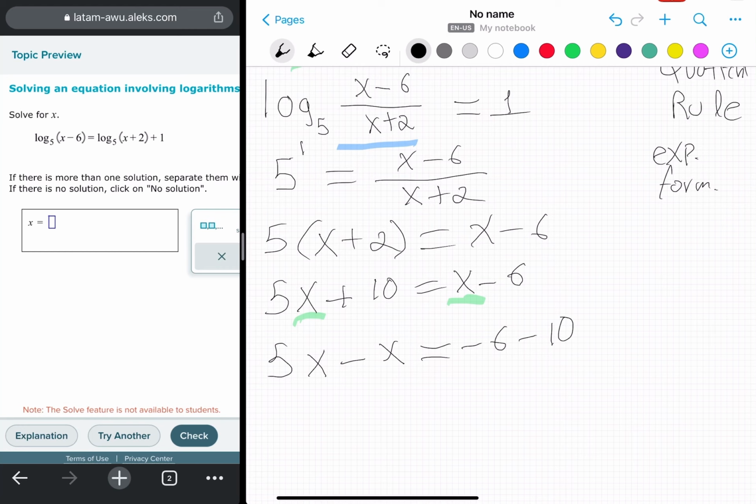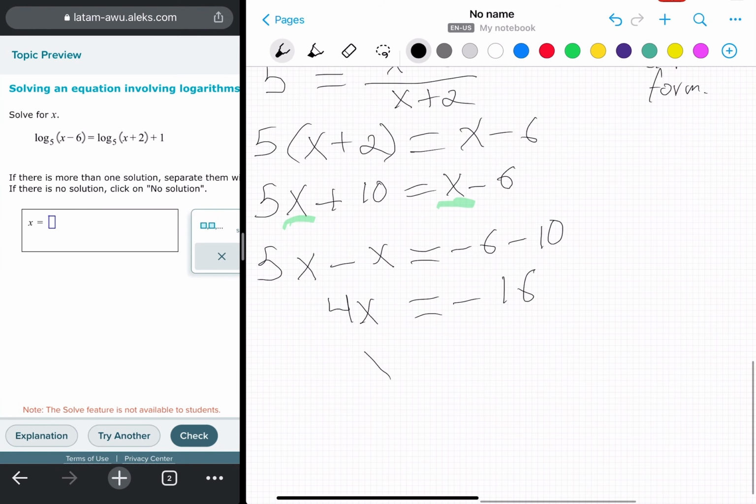Okay, I will simplify. 5x minus x, that is 4x. And minus 6 minus 10 is minus 16. And I'm almost done. I only need to simplify this equation. I take the 4 to the right side, dividing. And this tells me that x should be minus 4.